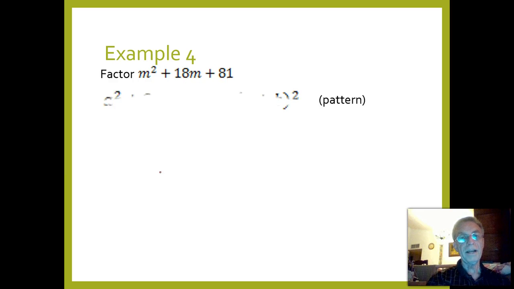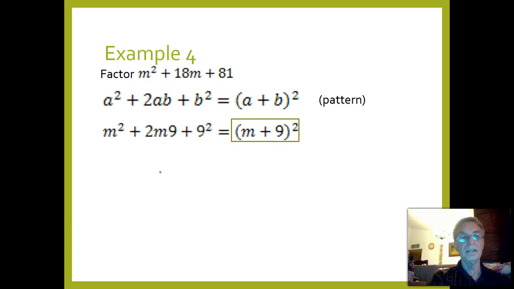So we're going to write our pattern down again, this time with the plus sign. So we have a squared plus 2ab plus b squared equals parentheses a plus b squared. So we're going to take the square root of the first term, the square root of the last term, put them into these two, and then we're going to divide the middle one by 2 and leave the variable there also. So this is going to give us m squared plus 2 times m times 9 plus 9 squared as another way to write this original trinomial.